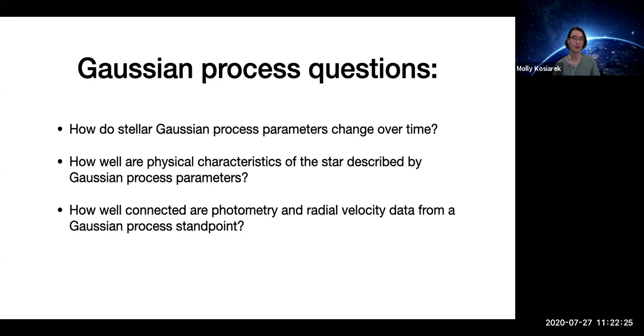Lastly, the reason that I used the photometry to inform the Gaussian process priors was because of the high cadence of the K2 data compared to our radial velocity data. How similar would Gaussian process parameters be between photometry and radial velocity data taken with the same cadence over the same period of time?